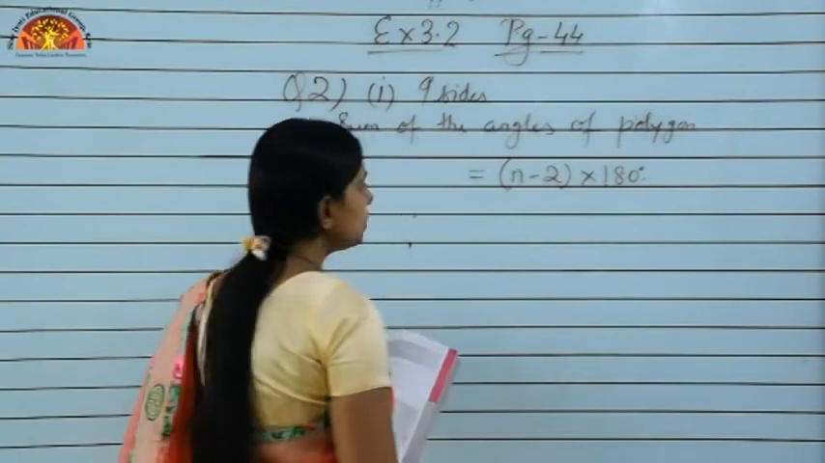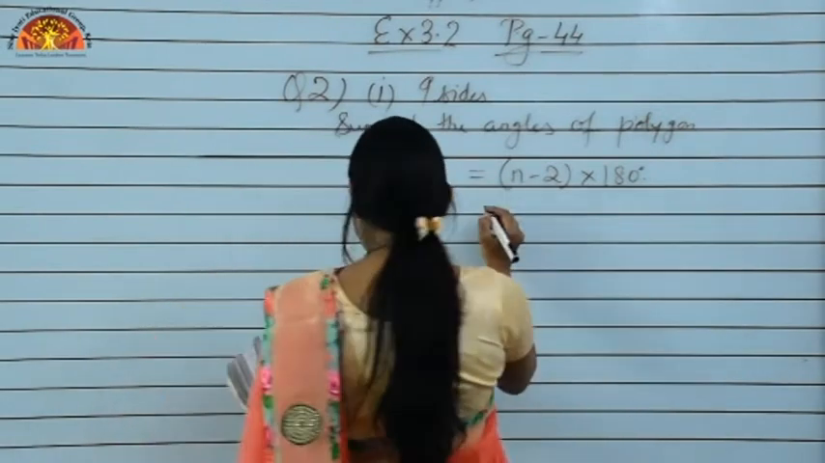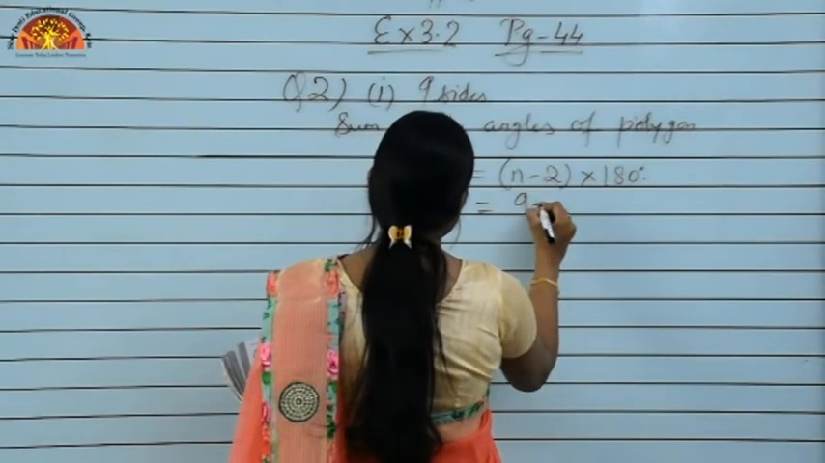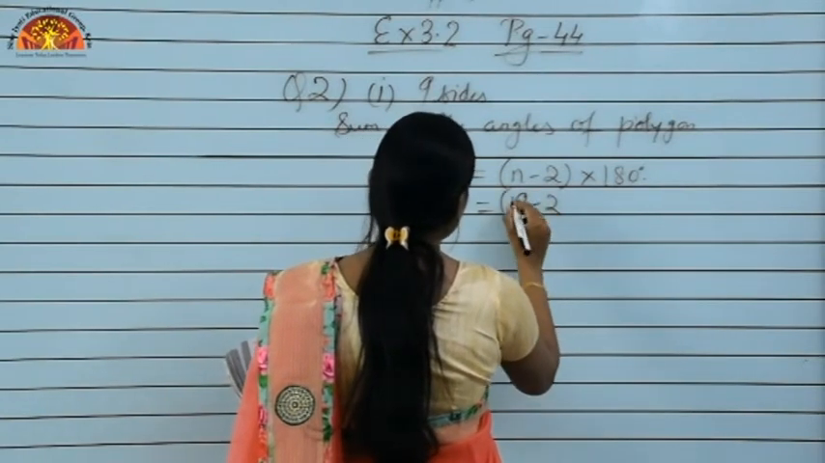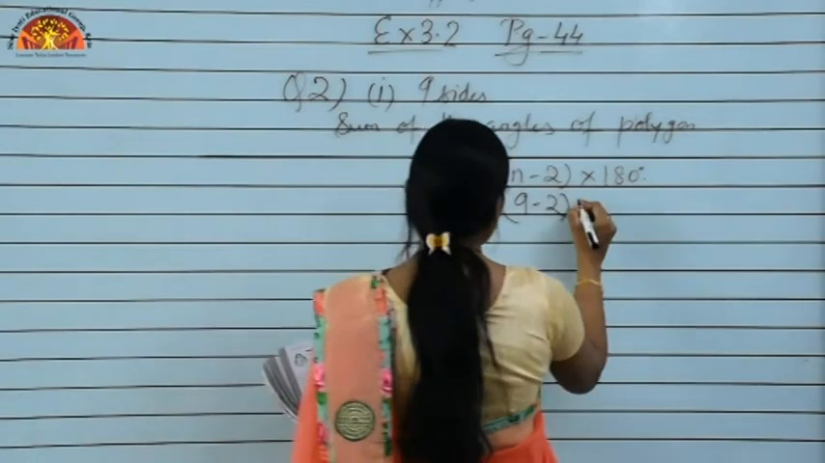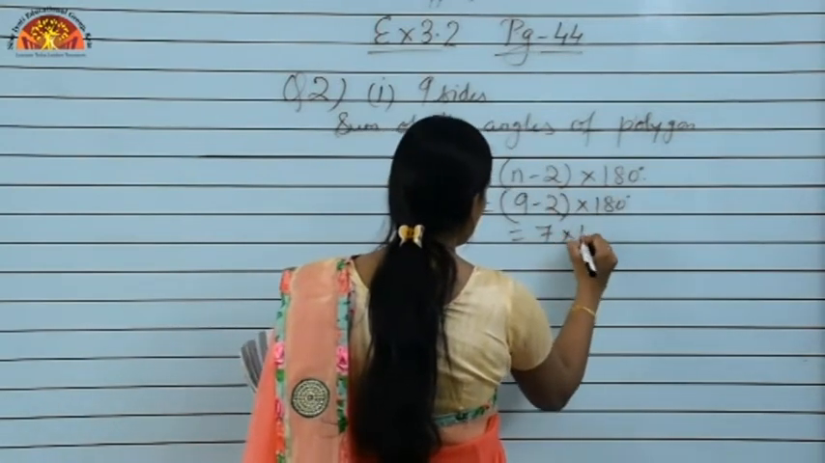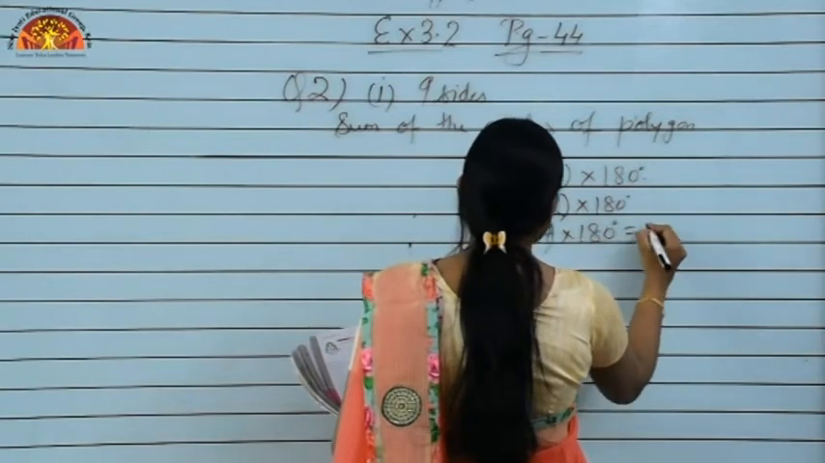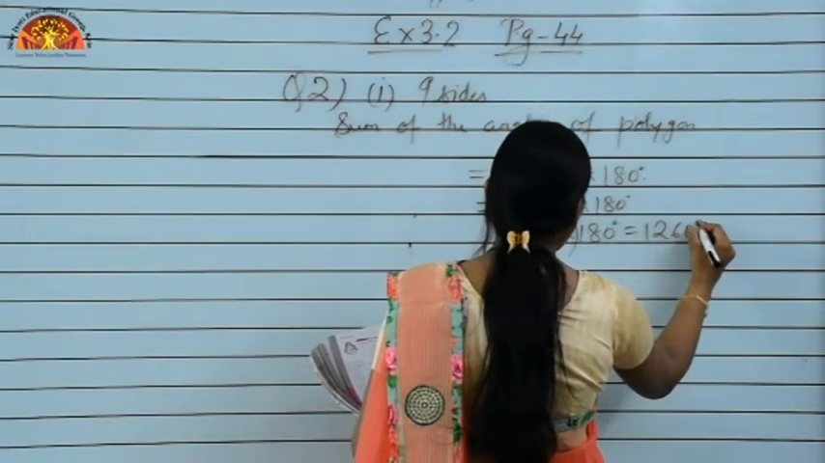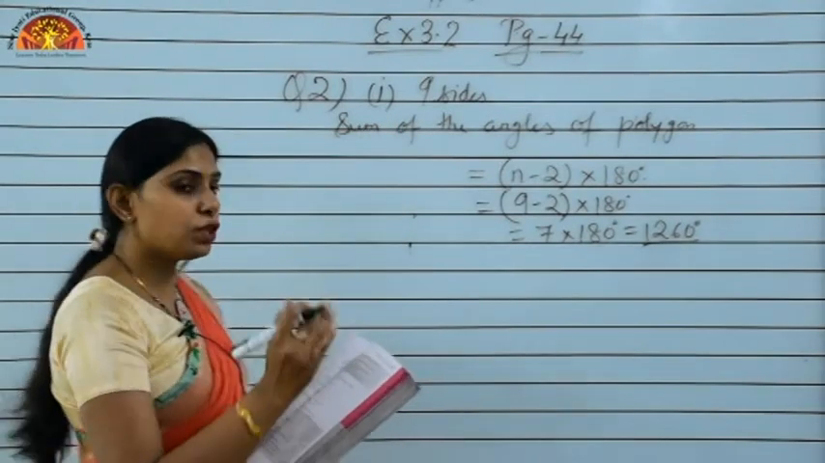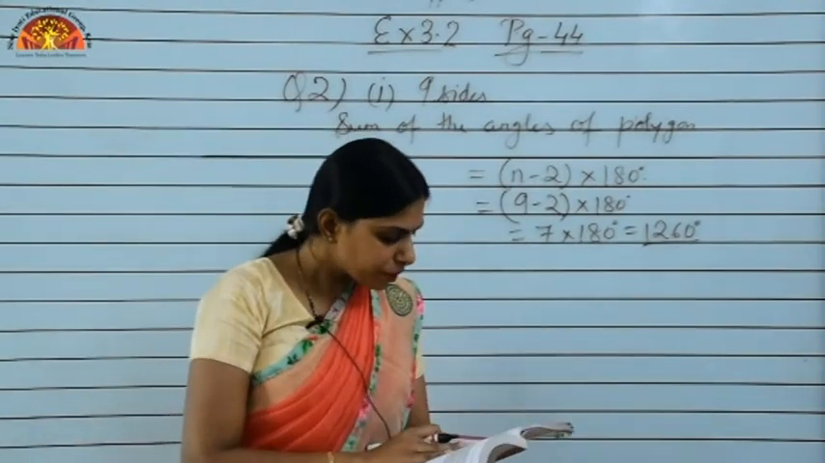It's n minus 2 into 180 degree. Now you can see here it is n minus 2. So the number of sides is 9. So it becomes 9 minus 2 into 180 degree, that is 7 into 180 degree, which comes out to be 1260 degree. That is, the sum of the angles of the polygon is equal to 1260 degree.